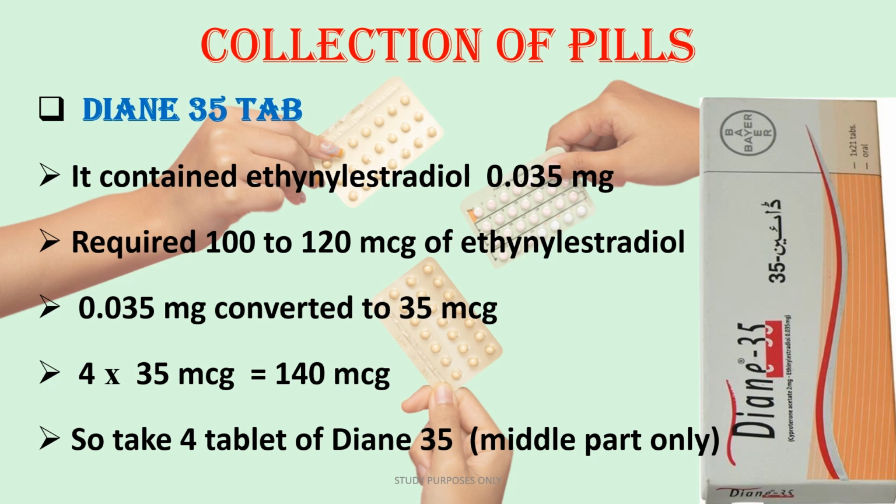So we can convert 0.035 milligram to microgram. It becomes 35 microgram. So we can multiply 4 into 35 micrograms, equal to 140 microgram. So take 4 tablets of Diane 35 from the middle portion only.